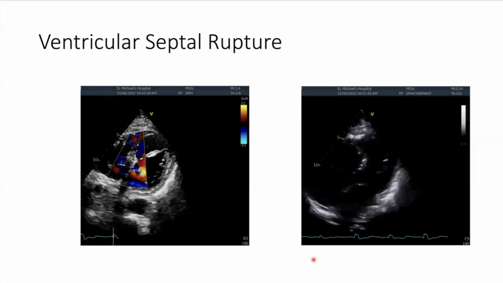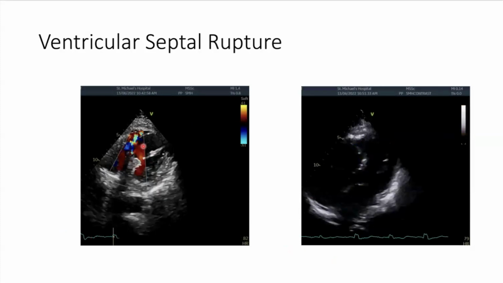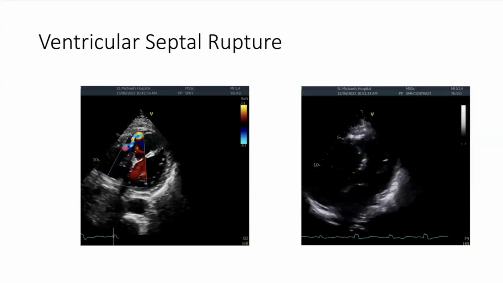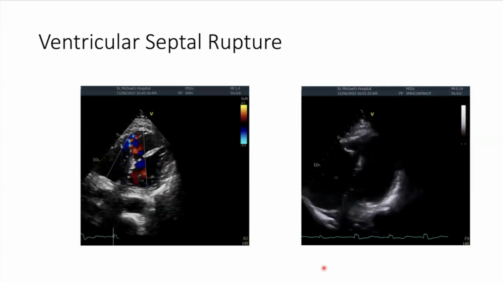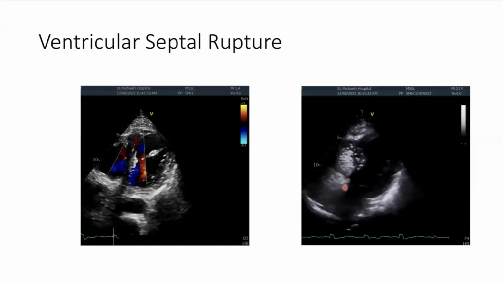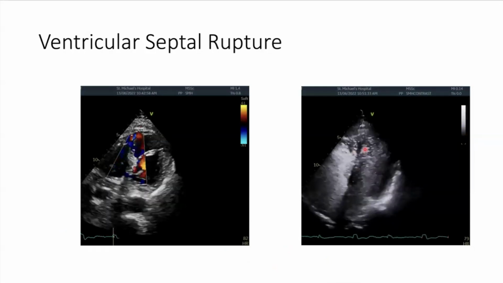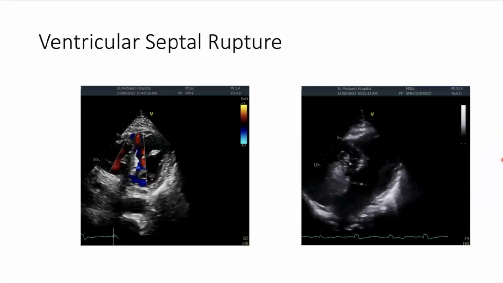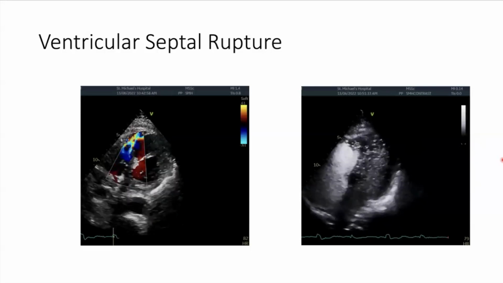So when you start trying to sweep and interrogate further, we can see that there's actually flow from the left ventricle into the right ventricle just based on the color Doppler profile. And when you use contrast, first you have opacification of the right ventricle, and then you have this large, very early opacification of the left ventricle. So yes, that's diagnostic of ventricular septal rupture.